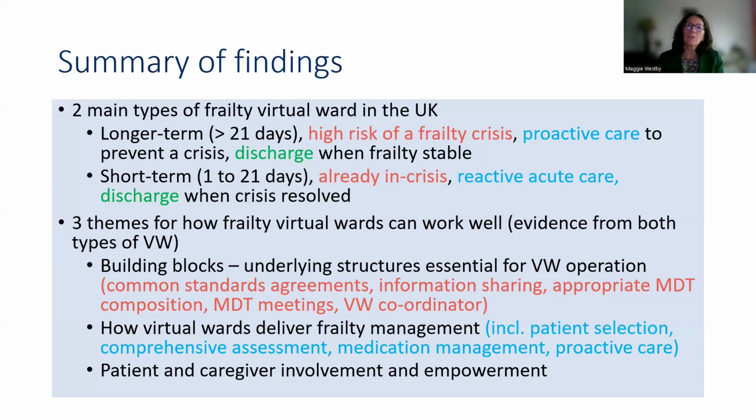So there were 2 main types of frailty virtual ward in the UK. Longer term ones that were more than 21 days. Patients had a high risk of a frailty crisis. They were given proactive care to prevent that crisis and were discharged when frailty was stable. In the short term virtual wards, 1 to 21 days, patients were already in a frailty crisis. They were given reactive acute care and they were discharged probably when the crisis was resolved.